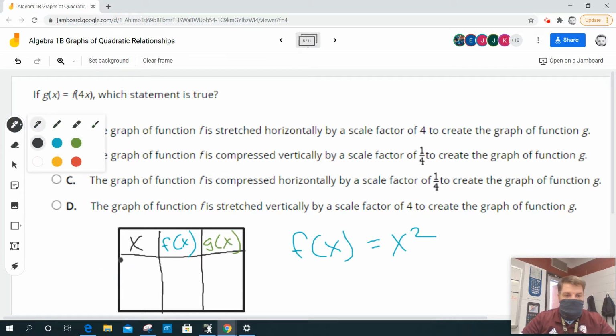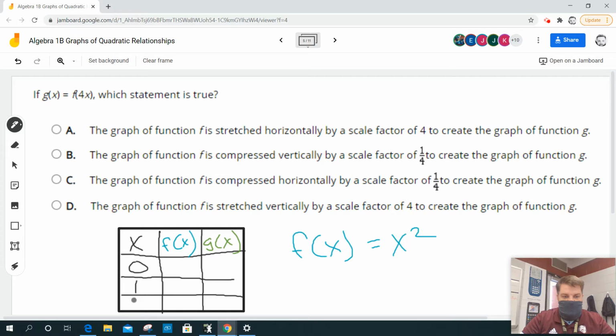So we're just gonna plug in like 3 numbers here. So we're gonna evaluate these functions at 0, 1, and 2. So f of 0 is 0 squared, right? Which is just 0. F of 1 is 1 squared, which is just 1. F of 2 is 2 squared, which is just 4.